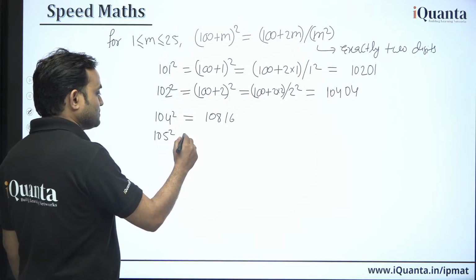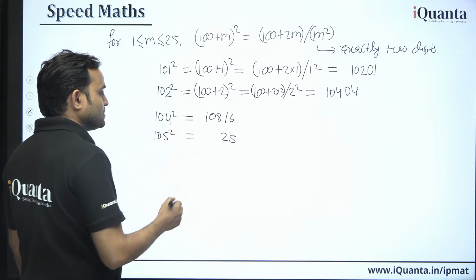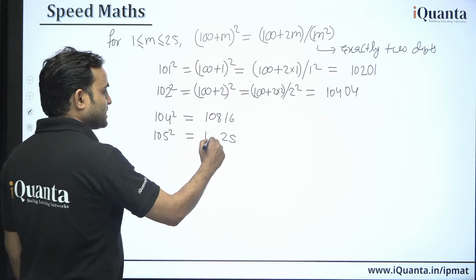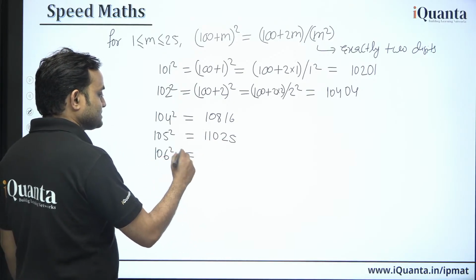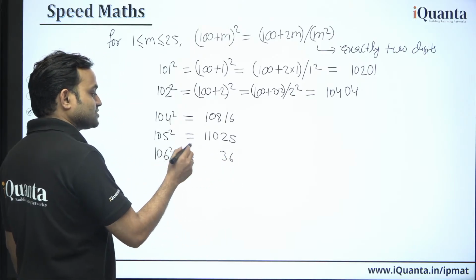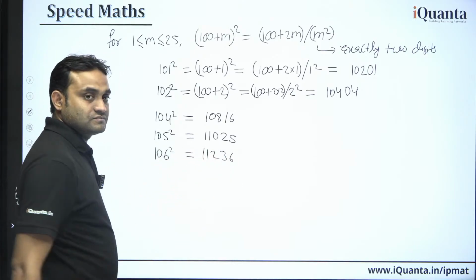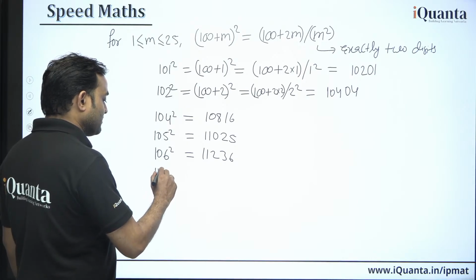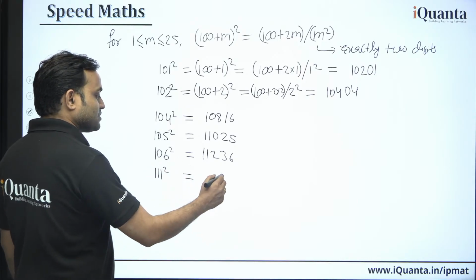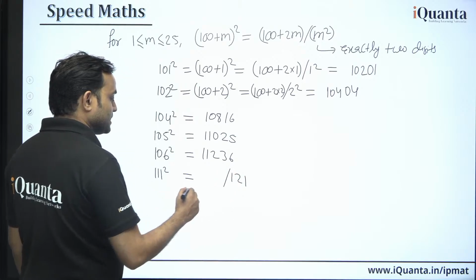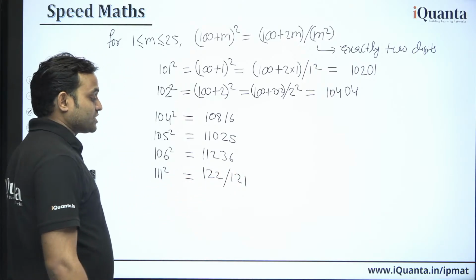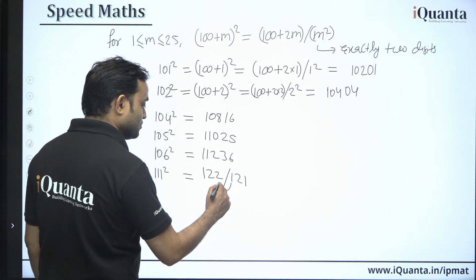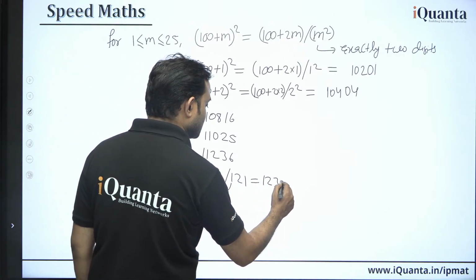105 square. 5 square is 25, 5 into 2 is 10. So 110. 106 square. 6 square is 36, 6 into 2 is 12. So 112. 111 square. 11 square is 121, 11 into 2 is 22, adding 100. So this one will go here. 1, 2, 3, 2, 1.